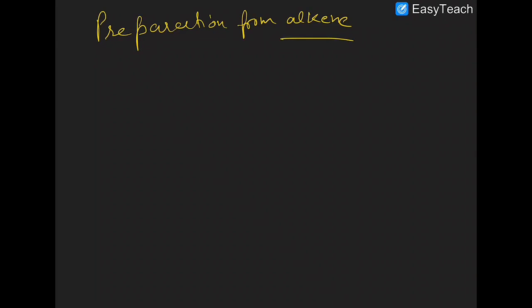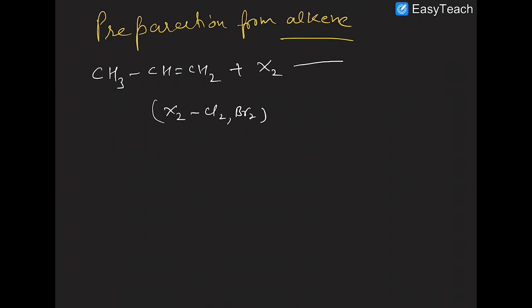Now in case of alkene, if I take an alkene and react with X2, here halogen can be either chlorine or bromine in presence of ultraviolet light. Then this allylic carbon, the carbon that is immediate next to the double bond, look at that, these two carbon atoms are sp2 hybridized containing double bond. The immediate next carbon here is allylic.